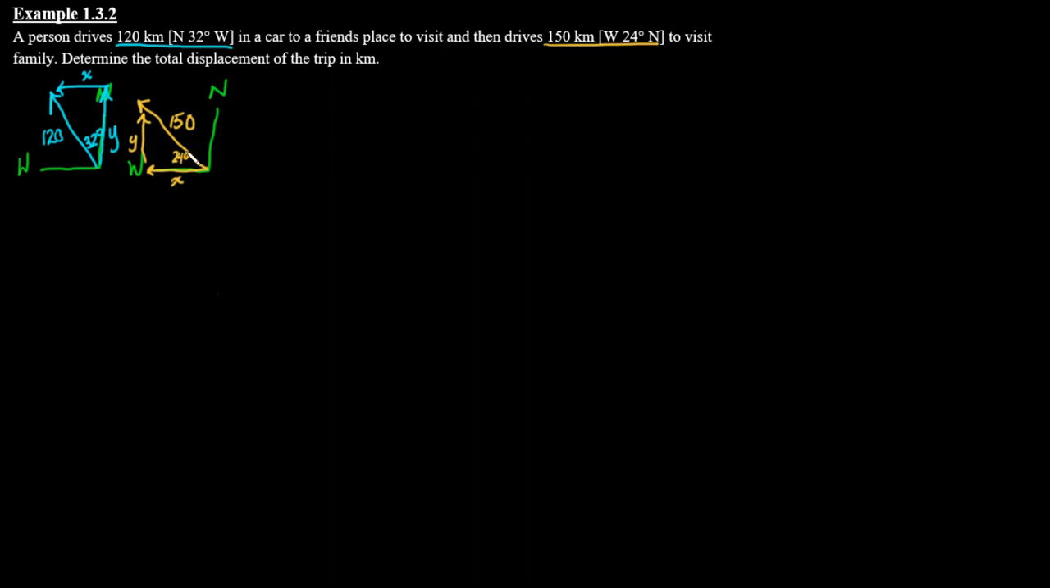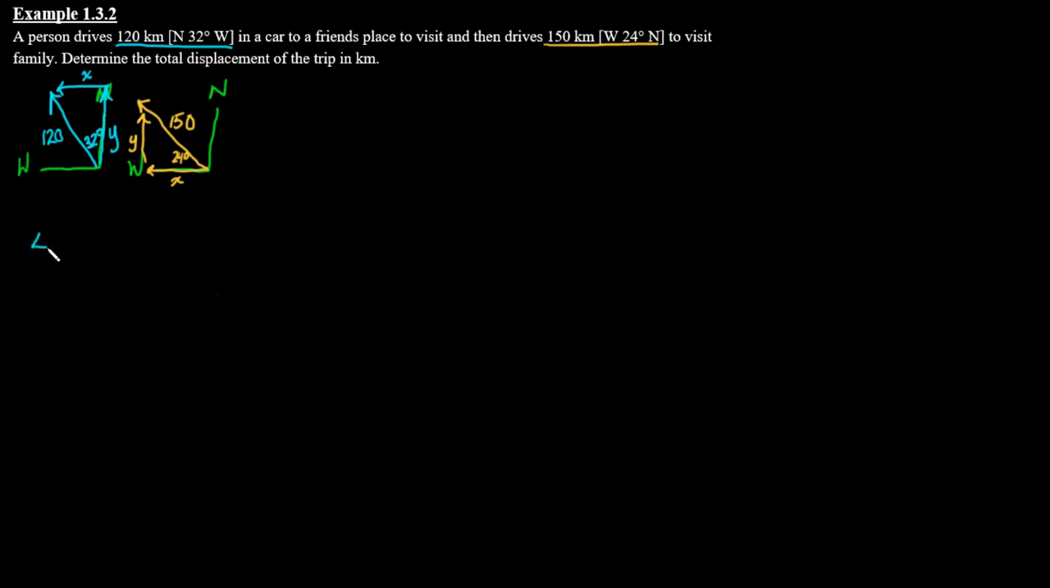Again, you're going to use your sine and your cosine, but notice this time it switches. Because y is opposite your angle, I'm going to use sine to determine that y component, and because x is adjacent to that angle, I'm going to use cos to determine that x component. So let's do the respective displacements.